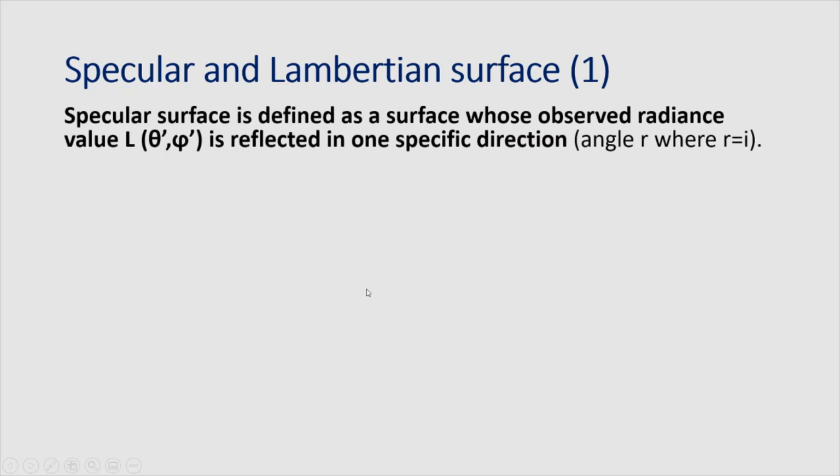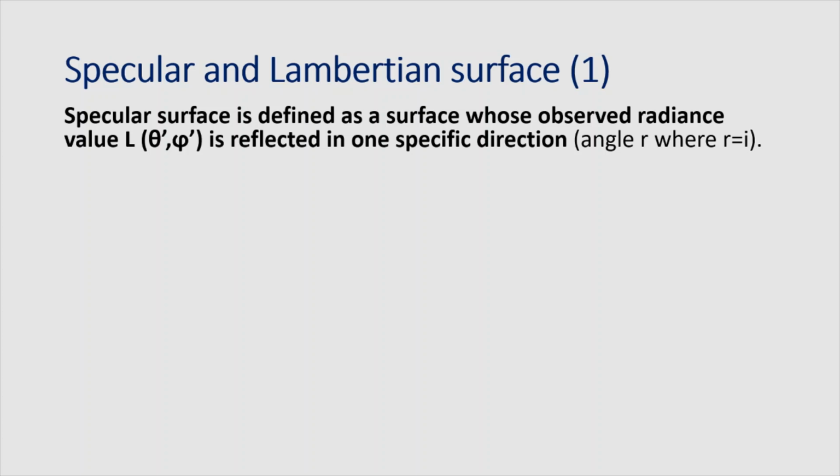Okay, let's talk now about specular and Lambertian surfaces, which are very important. This is part of what we can consider as the geometric interactions between the energy emitted by the sun when striking over the Earth's surfaces.